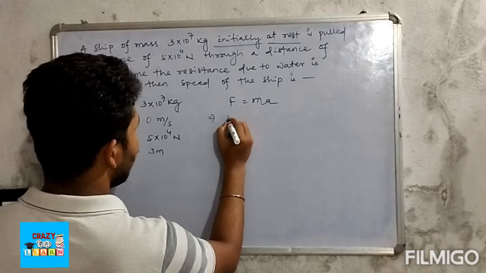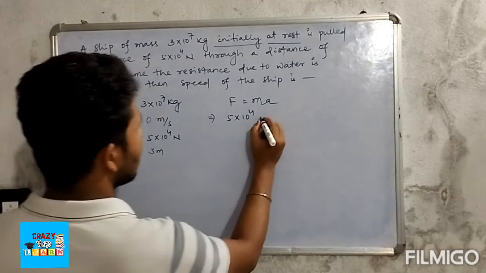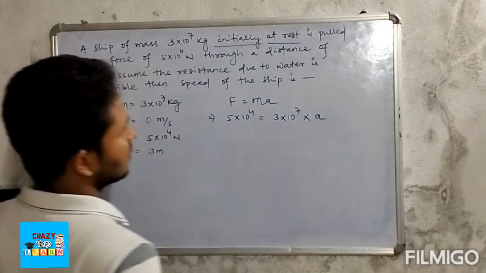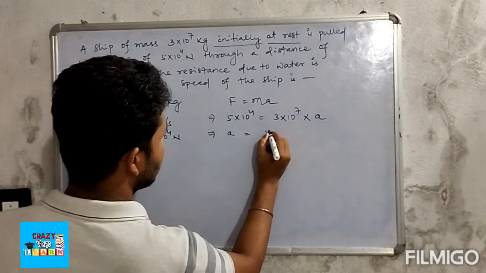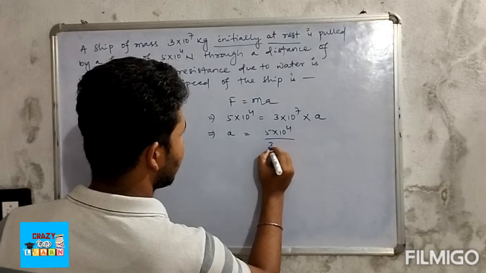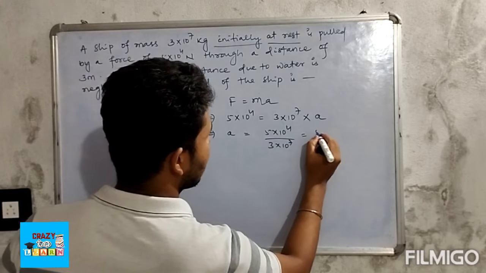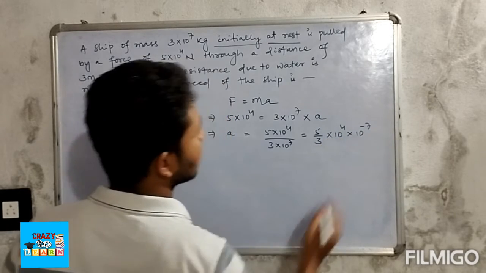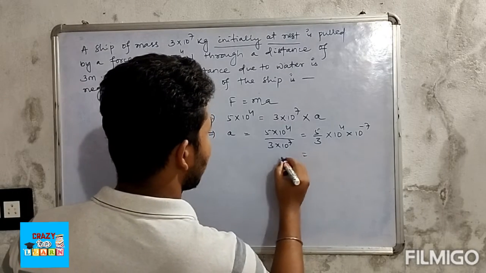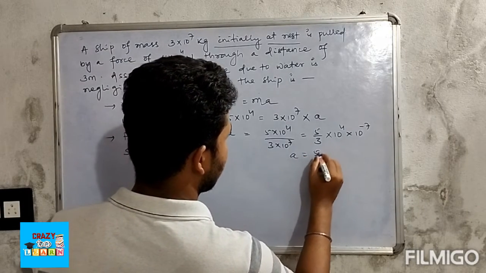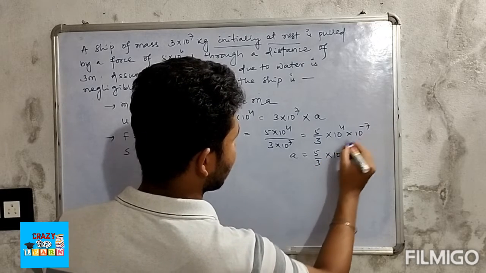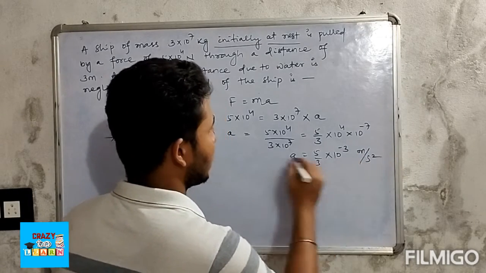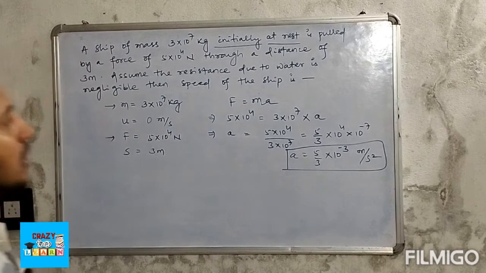F value is given to 5 into 10 to the power 4, mass is 3 into 10 to the power 7 and acceleration we don't know. So acceleration A is equal to 5 into 10 to the power 4 divided by 3 into 10 to the power 7. So we will get 5 by 3 into 10 to the power 4 into 10 to the power minus 7. So we will get acceleration A is equal to 5 by 3 into 10 to the power 4 minus 7, that means minus 3. Okay, meter per second square acceleration we got here.